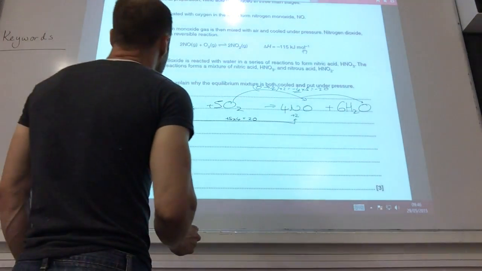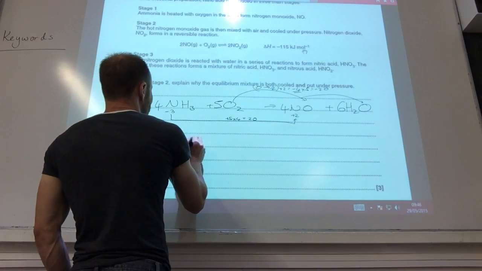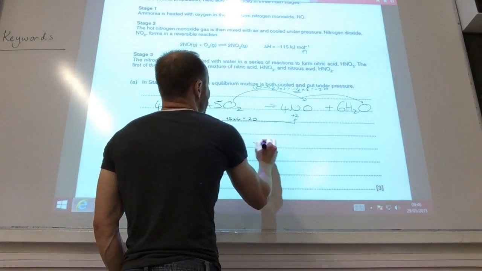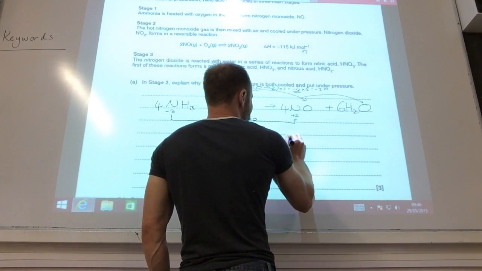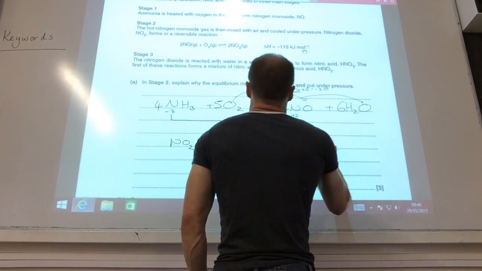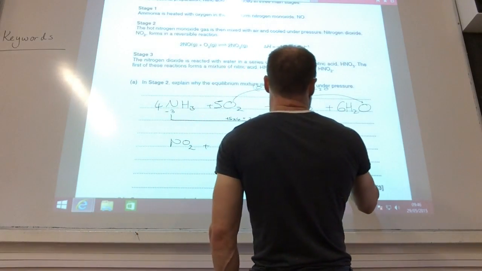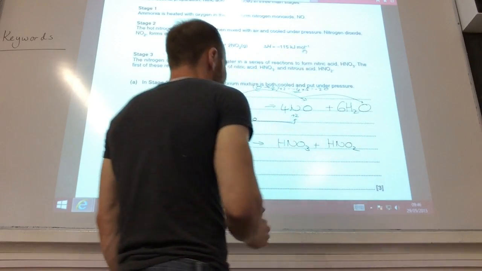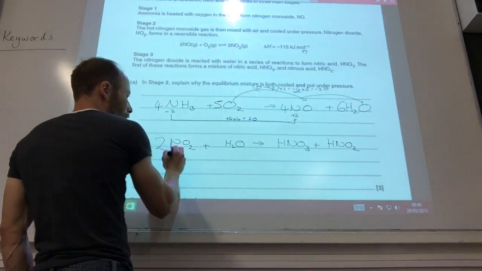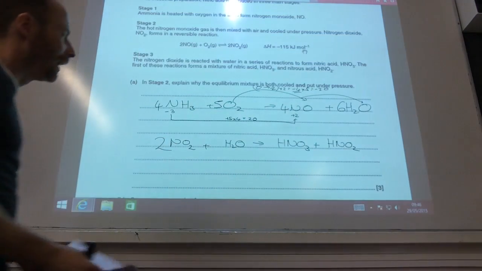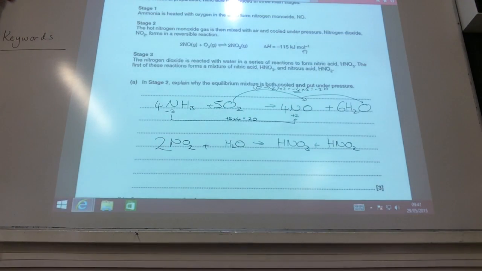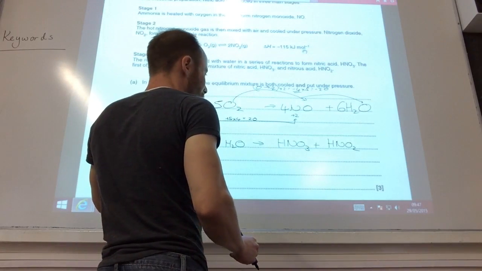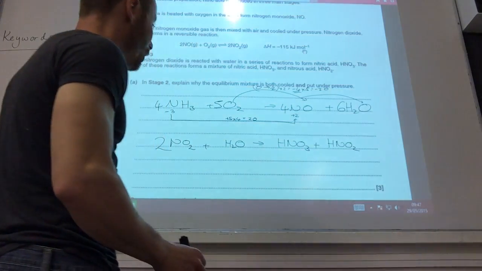For stage 3, nitrogen dioxide is reacted with water to form nitric acid and nitrous acid. Well, I'm obviously going to need 2 of those there to get it to work, because I've got 2 nitrogens, and I think that probably works out just doing that.